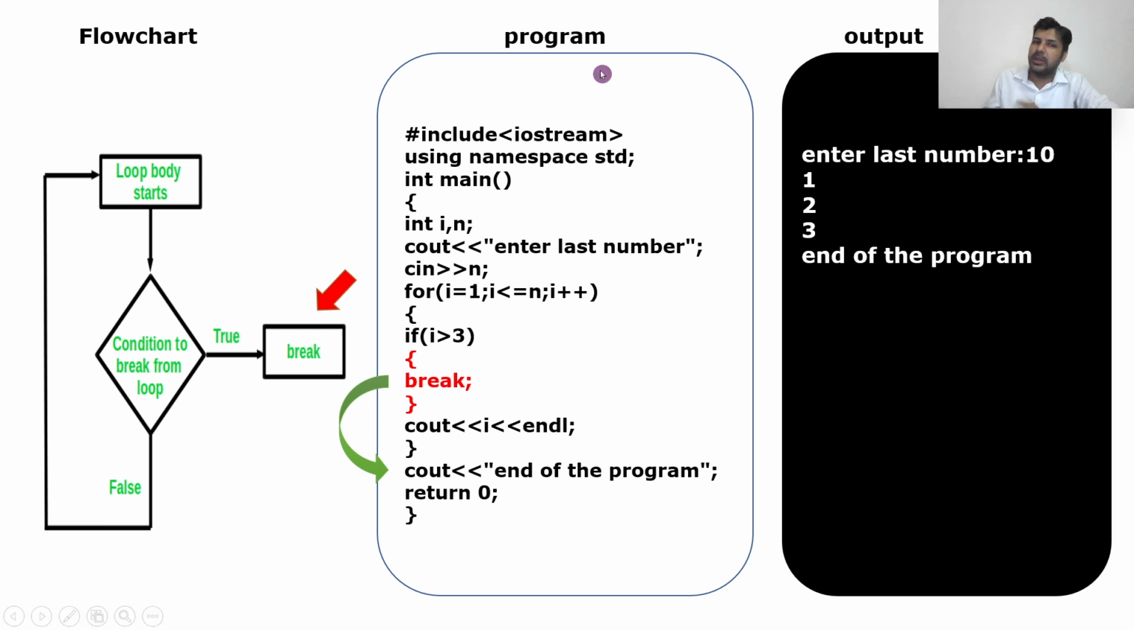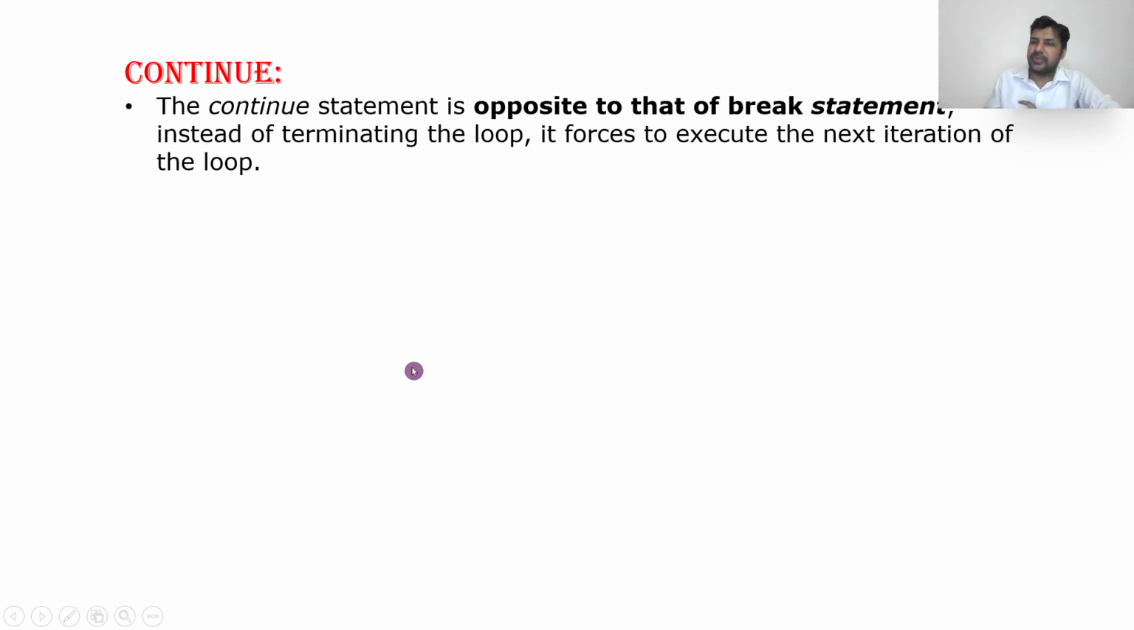Not only in loops, you can also see we have used it in the switch statement. Now let us move to the next. What is the next jump statement? We have continue. The continue statement is the opposite of the break statement. Instead of terminating the loop, it forces the execution of the next iteration of the loop.